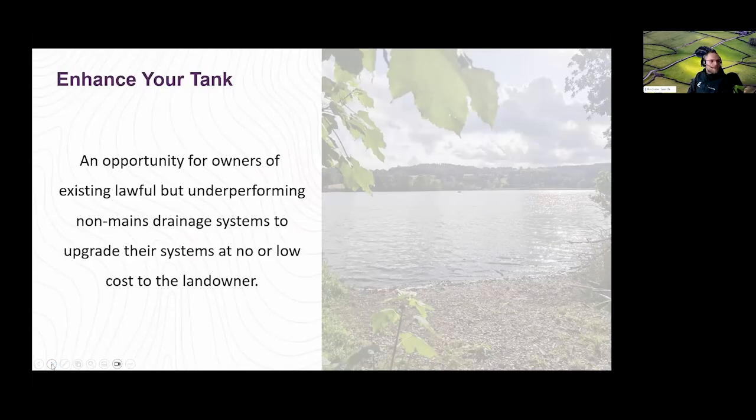So part of this is something that we're calling Enhance Your Tank. That's an opportunity for landowners who've got existing lawful but underperforming non-mains drainage systems to potentially have their systems upgraded at no or low cost to them. This is something that we're going to be running in partnership with a contractor who will facilitate this for us.